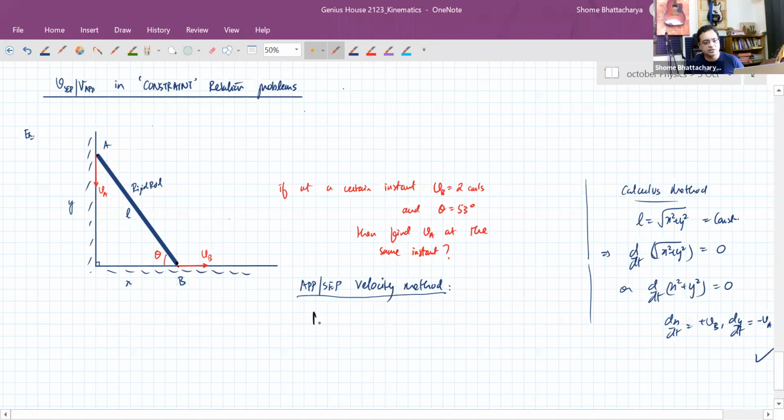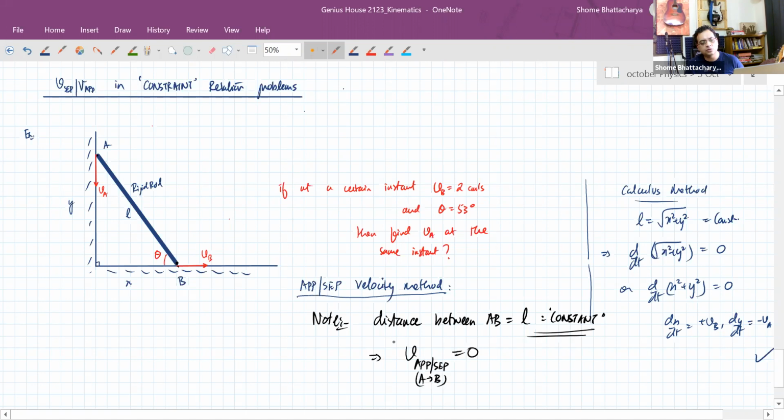So what is happening here is that the distance between A and B is equal to L, which is constant. Unless the rod breaks or stretches or something like that, which is not happening over here, this cannot change. So this implies that the approach or separation velocity, whichever we consider, of A with respect to B or B with respect to A, must be 0. So this is our constraint relation now. This is effectively what has become a constraint relation, because it has come from the condition of the question that L is fixed. So this is the constraint relation that is coming from the system constraint, that the rod is rigid, so its length is constant.